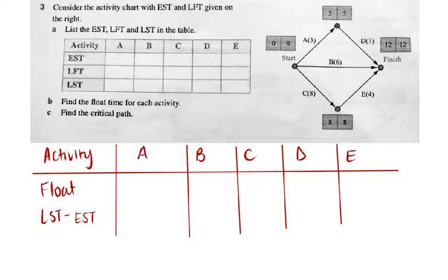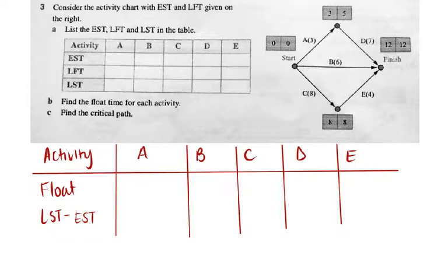Let's look at another example. It says consider the activity chart with the earliest start time and the latest finish time given on the right. So very similar to the last question that we did. Part A says list the early start time, the latest finish time and the latest start time in the table. So let's go ahead and get all that information from the chart.